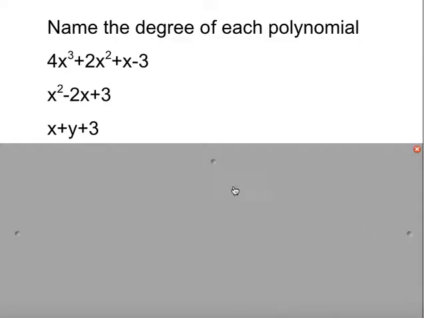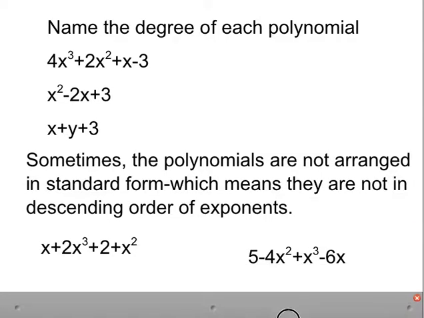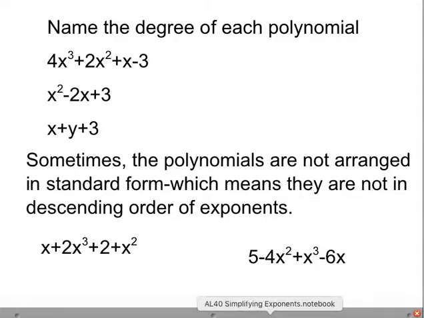All right, so let's find the degree of each of these polynomials. We need to find the degree of each monomial. So 4x cubed has a degree of 3, 2x squared has a degree of 2, x has a degree of 1, and negative 3 has a degree of 0. So overall, the degree of this polynomial is 3.